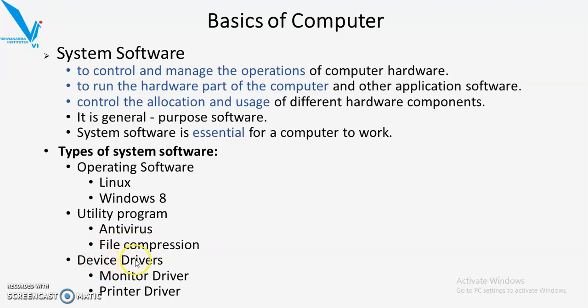And the last type of system software is device drivers. A device driver is a computer program that operates or controls a particular type of device that is attached to a computer. A driver basically provides a software interface to hardware and the operating system and other computer programs to access the hardware functions. The examples are monitoring driver and printer driver.